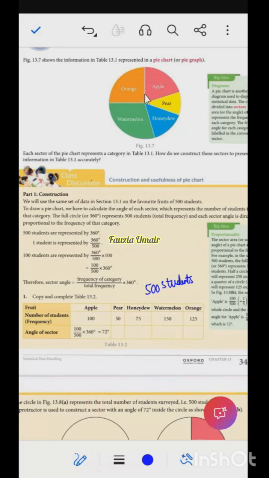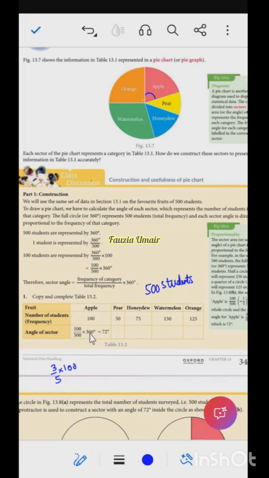So we are trying to find these angles. How are you going to do it? You are going to make this fraction: 100 out of 500 liked apple. When we convert a fraction into percentage, we multiply by 100. If there is a fraction 3 by 5 and we want to convert it into percentage, we will multiply by 100. Now we are converting into angle.